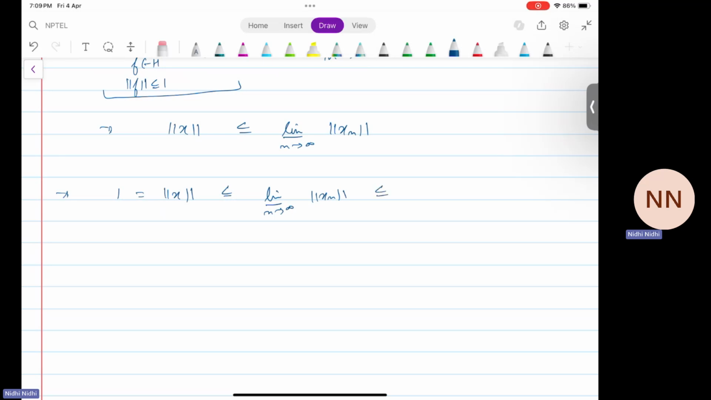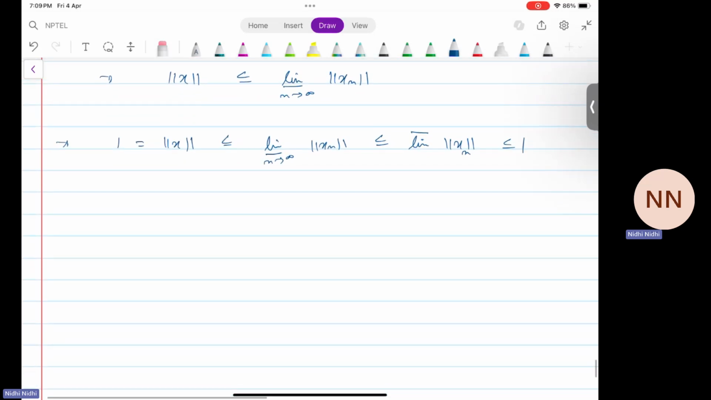to be less than or equal to limit superior norm xn. Since norm xn is less than or equal to 1, the limit superior and limit inferior both will also be less than or equal to 1. Now, since we are squeezed between 1 on both sides, we get limit inferior is equal to limit superior. And in that case, we know that this is equal to limit n tending to infinity norm xn. This is equal to 1.